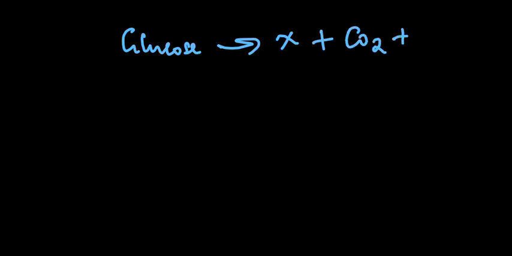Sorry for that. Let's just go to a fresh page. We can erase this. All right. So what we have here, we have our glucose. You have your X plus your CO2, which is your carbon dioxide, plus your energy. Now what you notice is that this is anaerobic respiration.